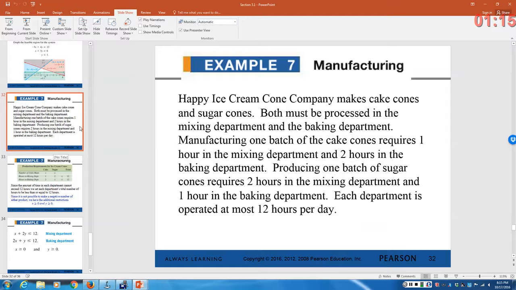Happy Ice Cream Cone Company makes cake cones and sugar cones, 2 different kinds of cones. They both have to be processed in the mixing department to make the dough, and then in the baking department to bake the dough, to make the ice cream cones. Manufacturing 1 batch of cake cones requires 1 hour in mixing and 2 hours in baking. Producing 1 batch of sugar cones requires 2 hours in mixing and 1 hour in baking. Each department is operated at most 12 hours a day.